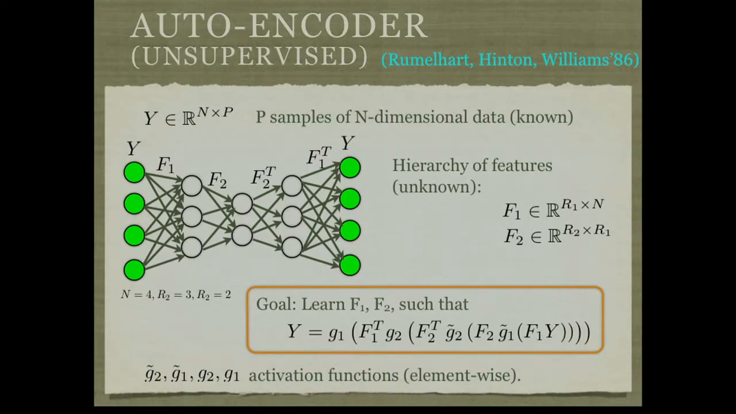You still have your data, the same thing. So the beginning is the same. You try to decompose your data into features, but then you don't have any labels. So what you do, you somehow make a mirror image. These functions here would be a little different, but otherwise it's basically a mirror image of your network.